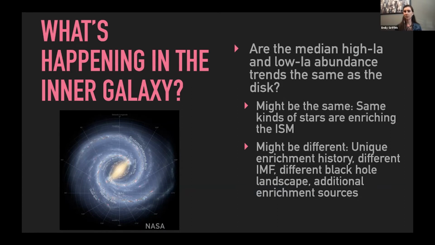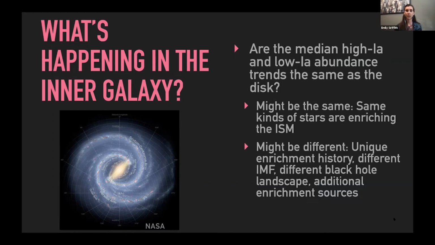But it also might be different. The bulge is unique. It hosts our bar and our bulge, and it might have a different enrichment history or a different IMF or a different black hole landscape for core collapse supernovae. It might have additional enrichment sources. So there's reasons that it could be different than it was in the disk.